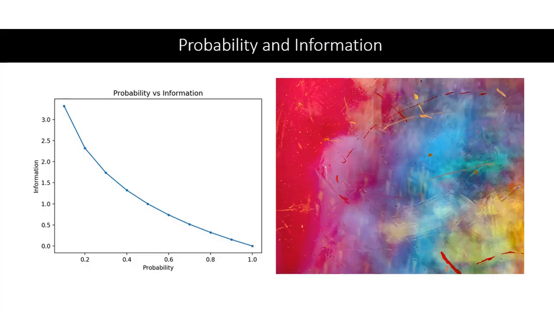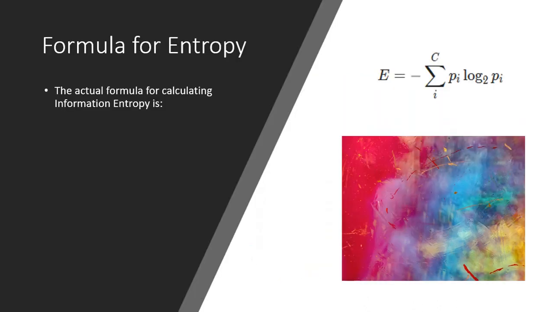Here we see the inverse relationship between the probability of an event versus information. If the probability for an event is very low, say right here, when it occurs, the information content is very high. Here is the formula for calculating entropy, and it is this right here.